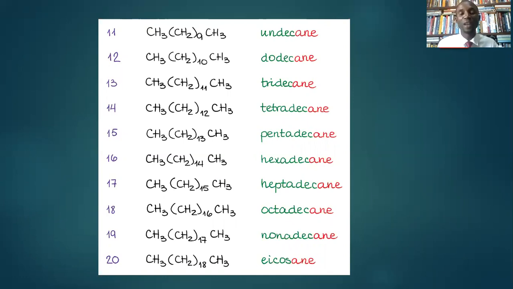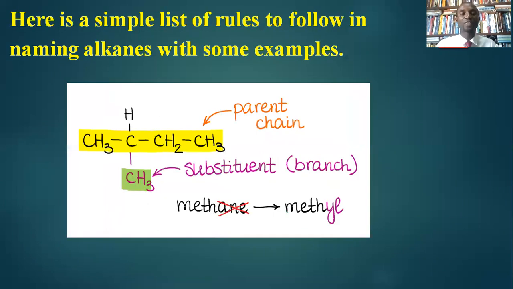Hexa is 6 plus 10, it gives you 16, just like that. So naming from 11 to 20 is not a problem. It's just additional knowledge. You just need the first 10 of the alkane family. All right, now let's look at the simple rules we need to follow in naming the compounds.